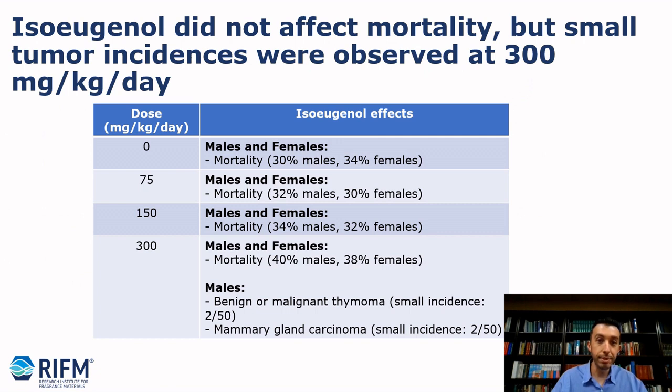Here, we see the results from isoeugenol administration. Naturally, for a two-year study, mortality occurred at all doses, including the control. However, the mortality rate was not significantly different at any dose level. The only potentially carcinogenic effects observed were small incidences of benign or malignant thymoma and mammary gland carcinoma, exclusively in male rats at the highest dose.